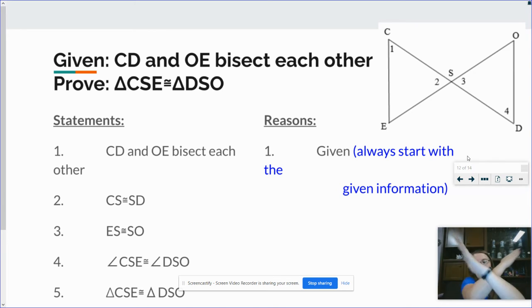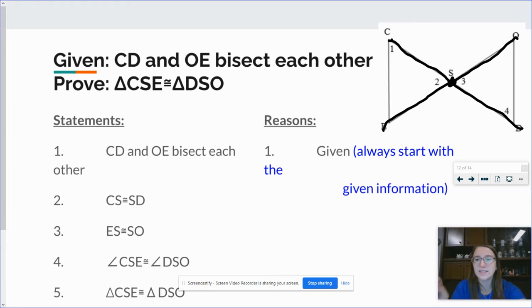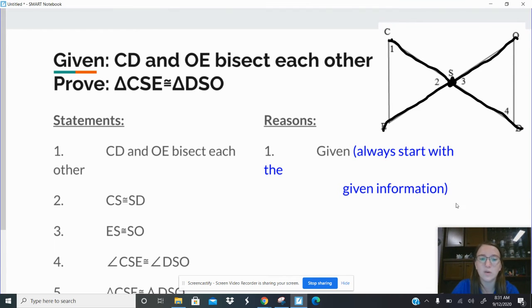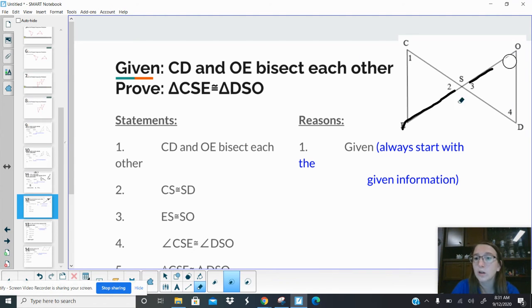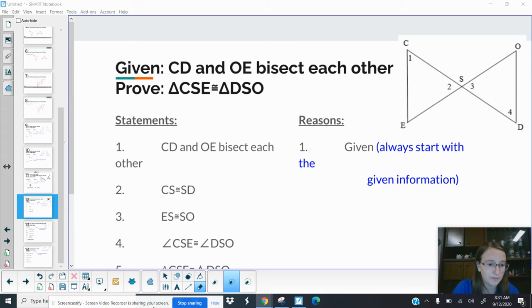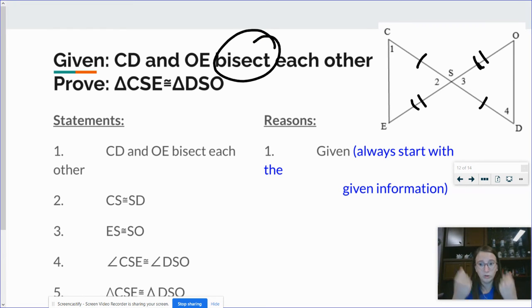So if CD and OE bisect each other, here's CD, here's OE. That means at this point, they cut each other into 2 equal pieces. So that means each of them is cut into congruent pieces. So I'm going to mark that on my picture. CD is cut into 2 equal pieces. There's all of CD, 2 equal pieces. And OE is also cut into 2 equal pieces. We pulled this information from the definition of bisect.